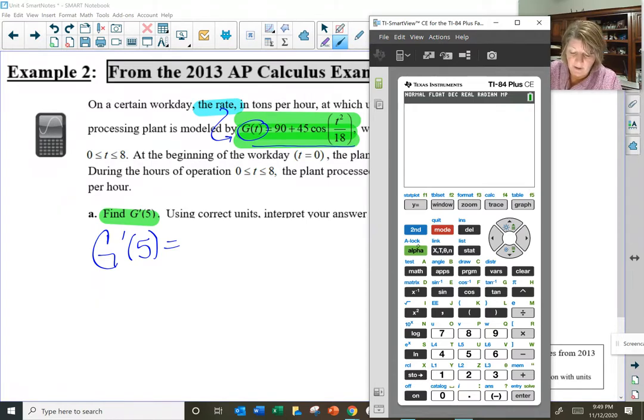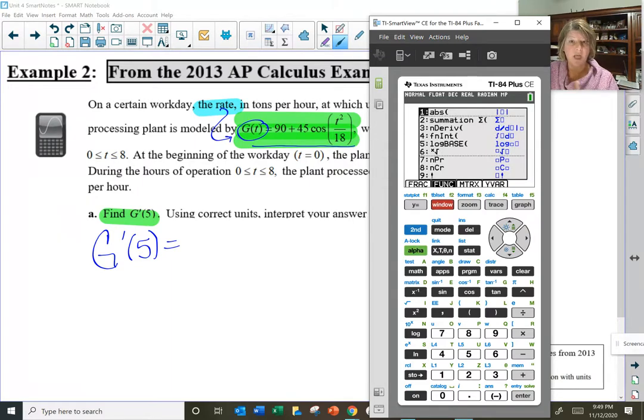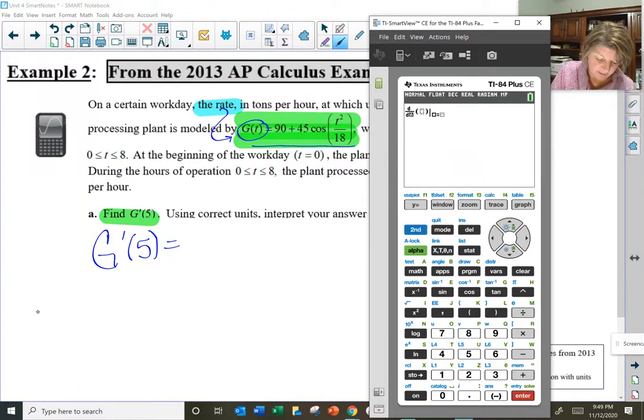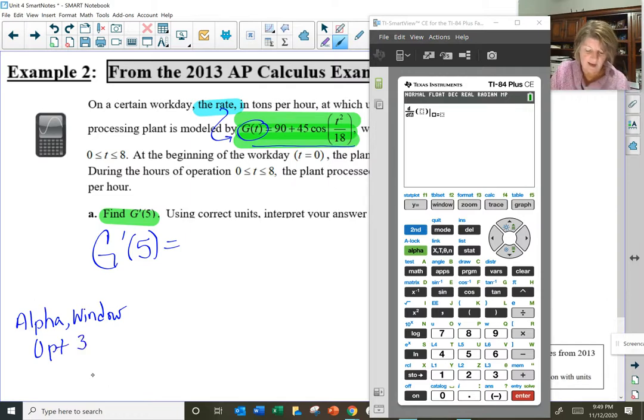In our calculator, if you hit alpha window, you get many quick shot options. I like this menu option, because it has a lot of what we use. The third option, N derived, stands for numerical derivative. So we're going to press numeric derivative. So I did alpha, window, option 3. You may want to write those steps down. And that gets us the numerical derivative.